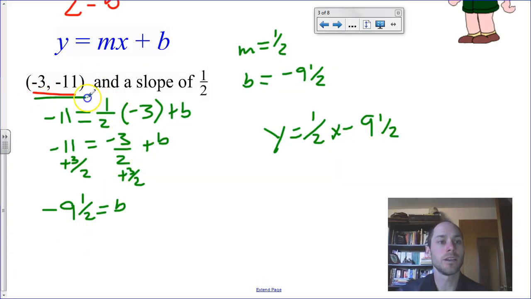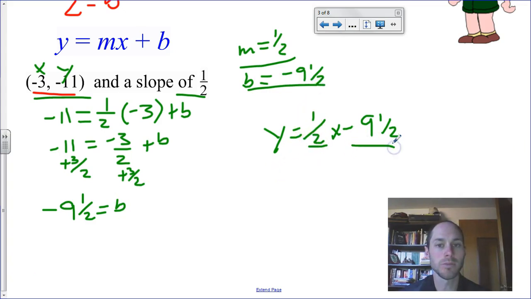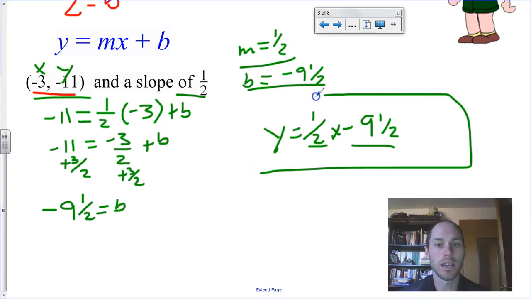Okay, so to solve this one algebraically, we have the point and the slope. The slope was already given, so we can plug in the x value and the y value into our equation. So y was negative 11, x was negative 3. That gave us our equation. We simplified, negative 3/2 plus b. Add 3/2 to both sides to get negative 19/2 as my b value. Once I know that, I can plug those parts into my equation, and there we go.